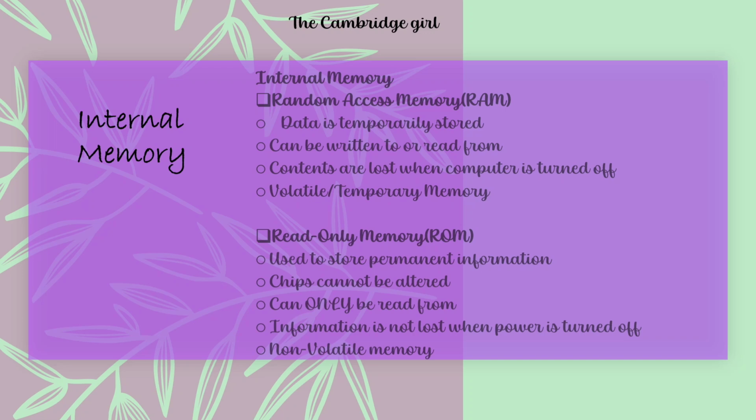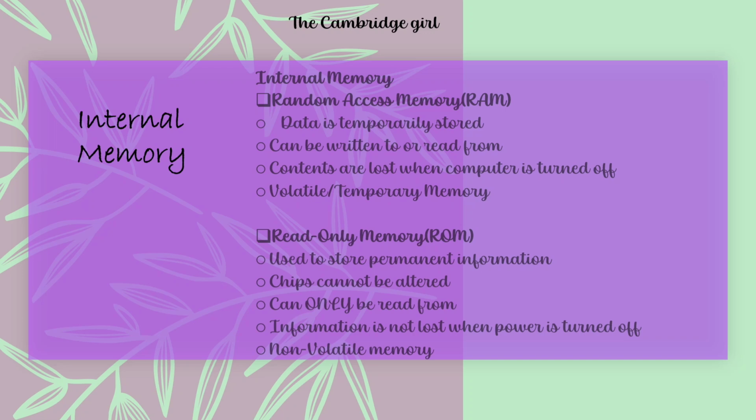Random access memory is a memory in which data is stored temporarily. This memory is also known as volatile or temporary memory. Data can be written to or read from it, and the disadvantage of this memory is that its contents are lost when the computer is turned off. But if we look at the read-only memory, the data is not lost when the power of the computer is turned off.